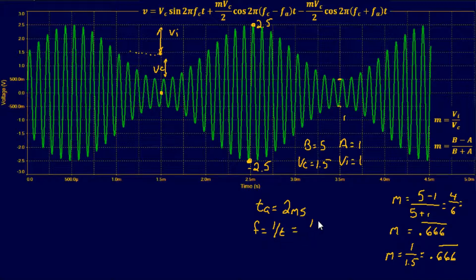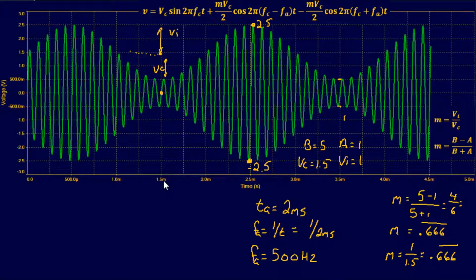And that equals 1 over 2 milliseconds. Once you plug and chug it in the calculator, that should give us 500 hertz. Okay, so our f of a is 500 hertz. That was an easy one. Now let's see if we can find the frequency of our carrier.